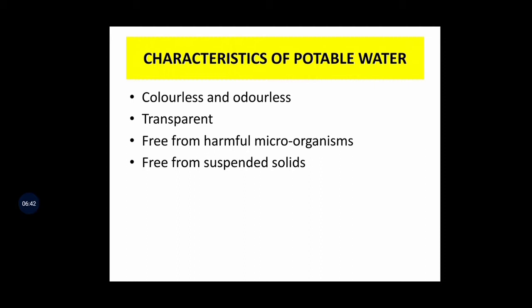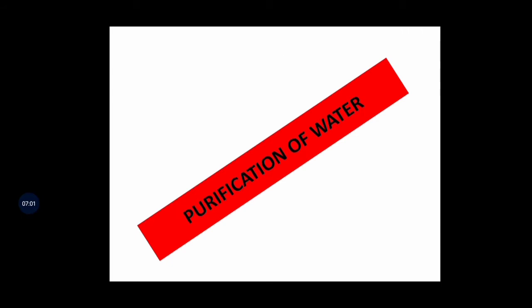The potable water should be free from impurities such as suspended solids. And it should contain minerals and salts which are necessary for our body. That's all about the characteristics of potable water. Now we have to move on to the next topic, purification of water.